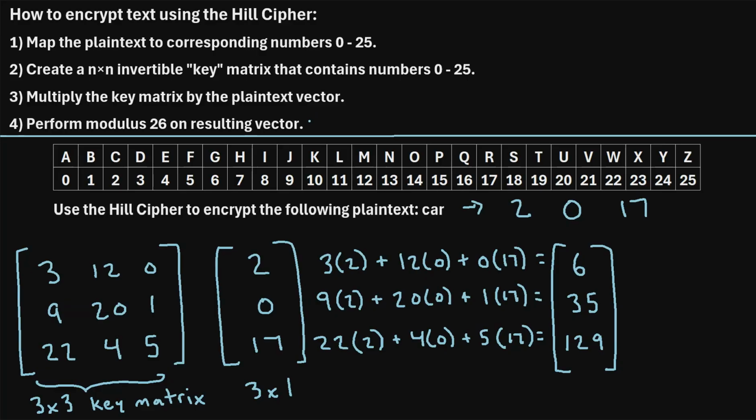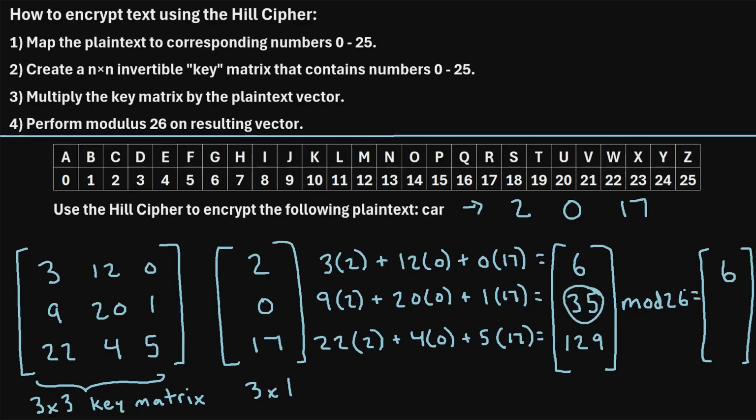So step number 4 says perform modulus 26 on the resulting vector. So what that means is we're going to take mod 26 of each of these values. So all that means is do 6 divided by 26 and then write the remainder. So 26 cannot go into 6 at all. So that would just be 0 with a remainder of 6. So that remainder is what we're going to write right here.